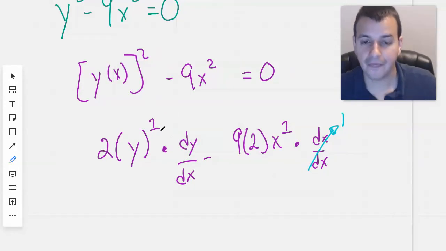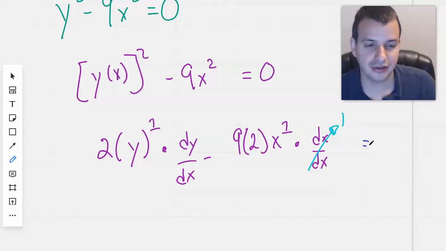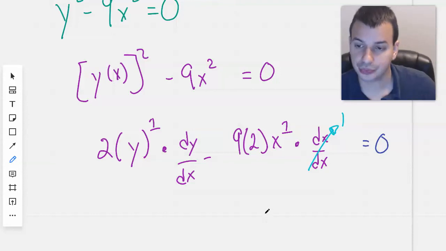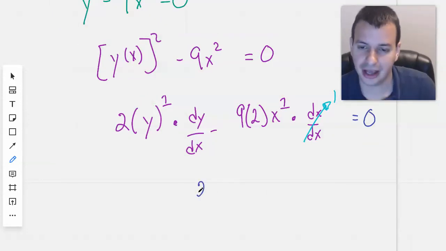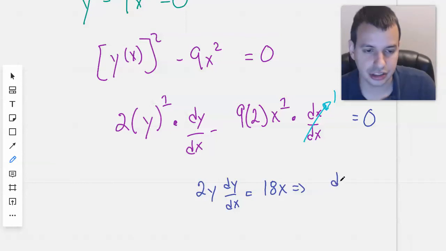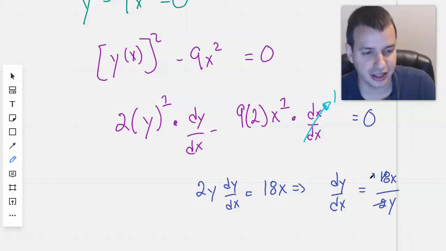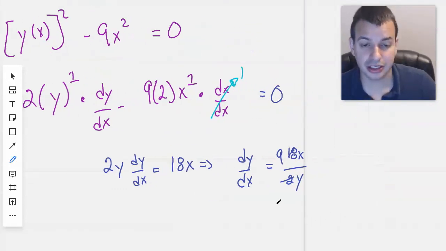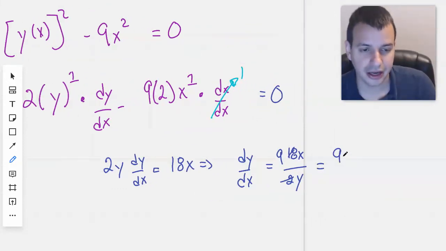So we're left with this, and then we take the derivative of 0, and that equals 0. Rewrite things a little bit. We have 2y dy/dx equals, move this over to the other side, 18x. That leaves us with dy/dx, the derivative of y with respect to x, equals 18x all over 2y. These cancel and give us 9. And we're like, oh, okay. So our answer is 9x over y.